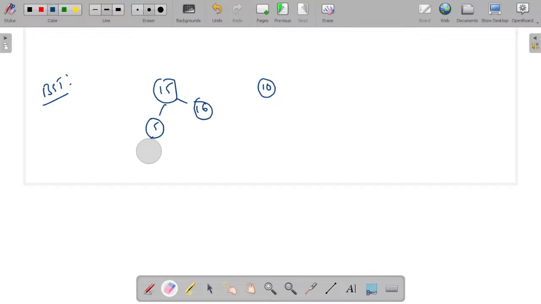Okay. And now if I've been asked to delete 15, I have to replace this 15 with the in order successor, which is this. So now the tree would change into something like this. 16 goes up and 5 stays as it is. So this is how binary search tree deletion operation actually works.